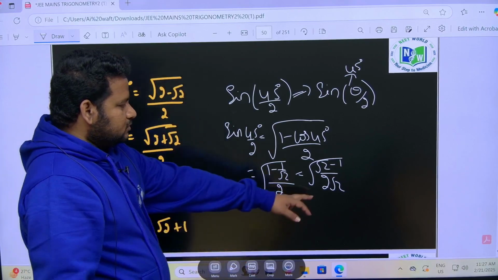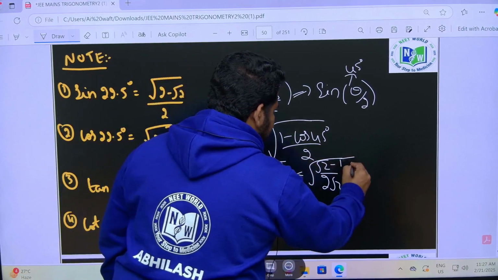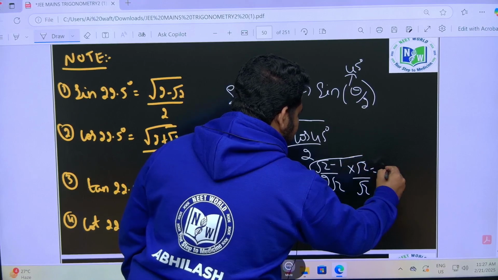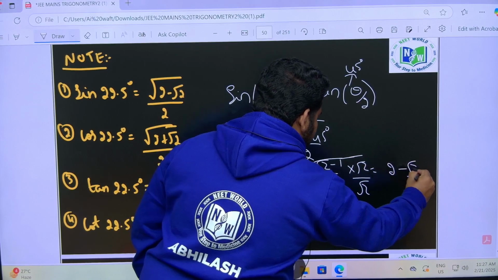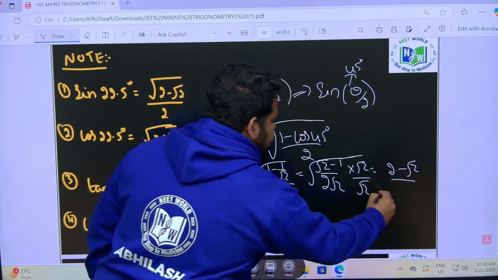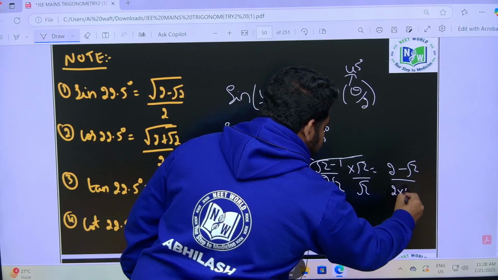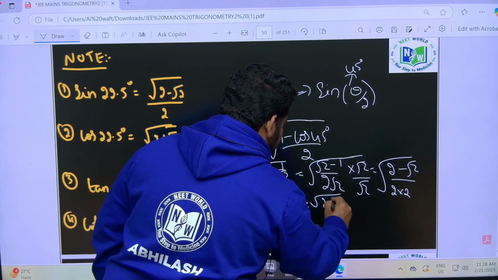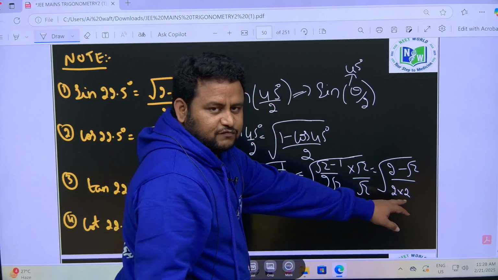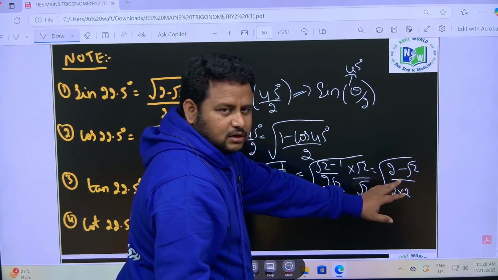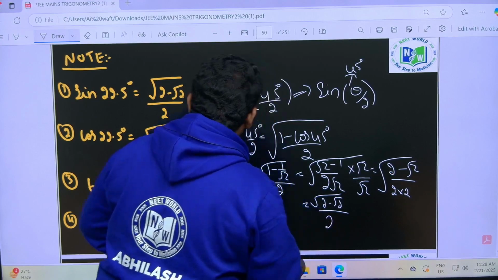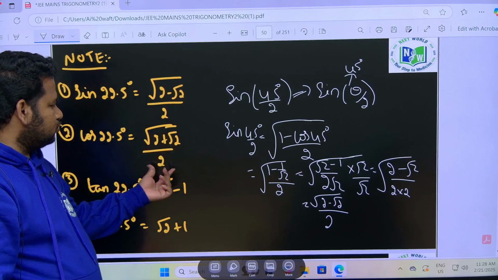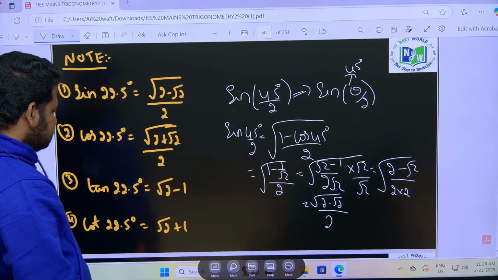So what should I do? This root 2 again I can rationalize. Multiply by root 2 into root 2. So this will become root 2 into root 2 is 2 minus root 2, by 2 into root 2 into root 2 is 4, under square root. The square root of 4 is 2. So it is square root of 2 minus root 2, by 2. But when it comes to cos, it is square root of 2 plus root 2 by 2. That's it. Got it, friends?